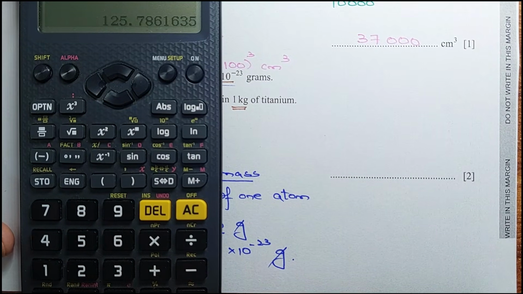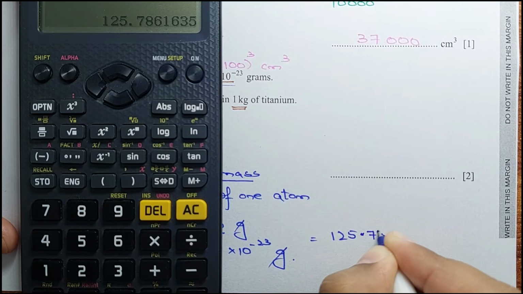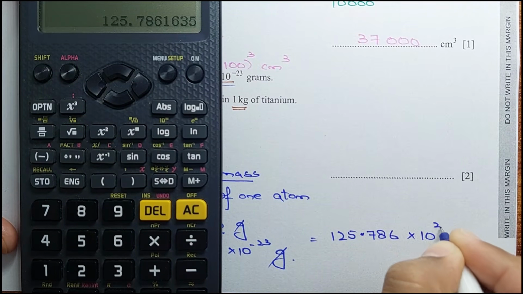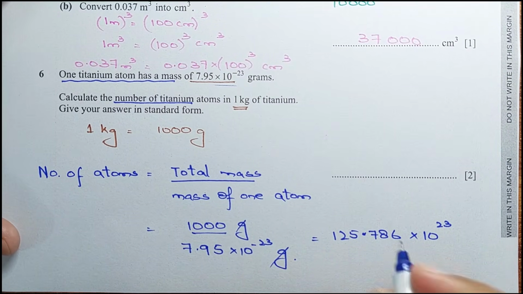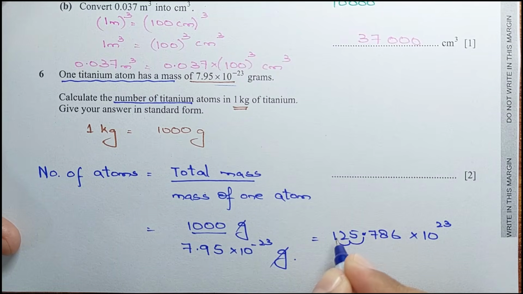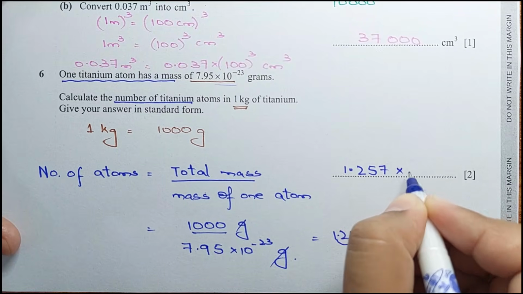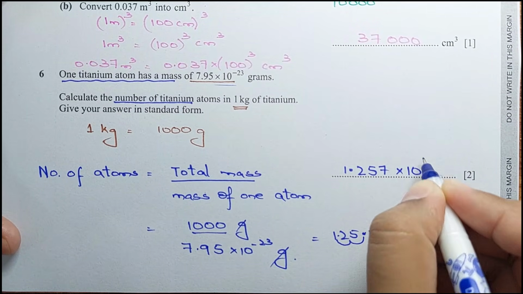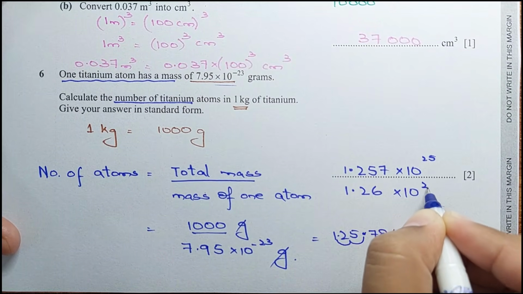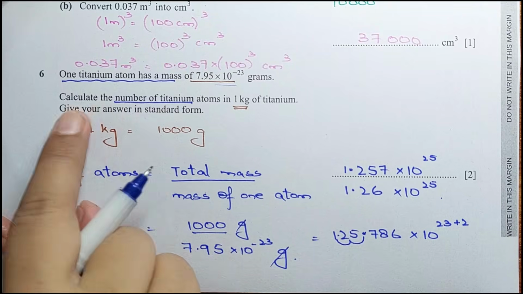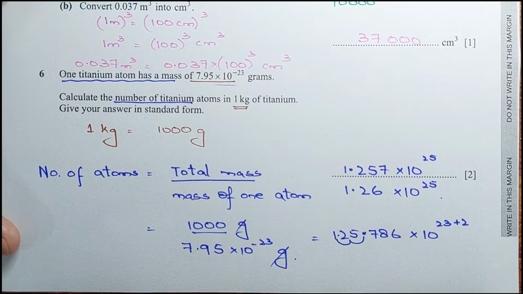So this is 125.786 times 10 to the power 23. When you shift the denominator to the numerator, it becomes a positive power. Now we need to move the decimal point 2 units to the left. So it is 1.257 times 10 to the power, we have to move 2 units, 25, or 1.26 times 10 to the power 25. This is the number of titanium atoms in 1 kilogram of titanium. This is the answer in standard form.